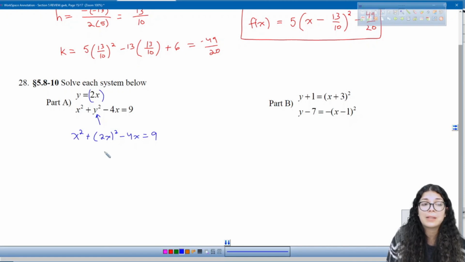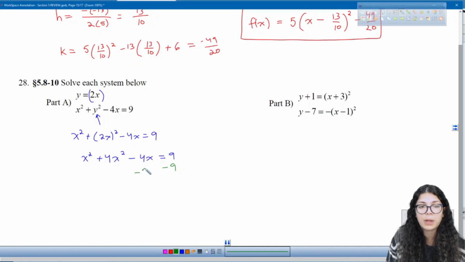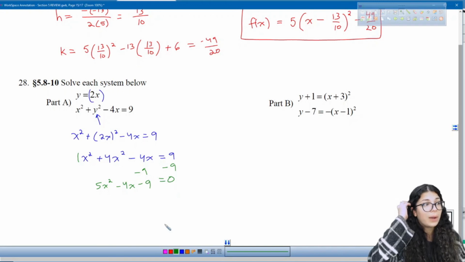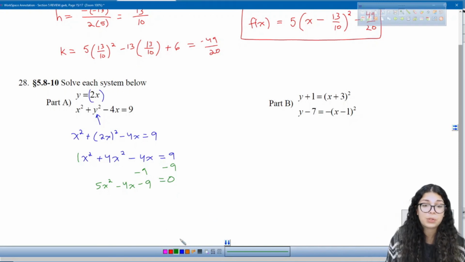Now 2x squared is 4x squared, so we have x squared plus 4x squared minus 4x equals 9. We're going to have a quadratic, so we need to have equals 0, so I'm going to subtract 9 on both sides. So I end up with 1x squared plus 4x squared is 5x squared, minus 4x minus 9 equals 0. And then we can try to factor for solving.